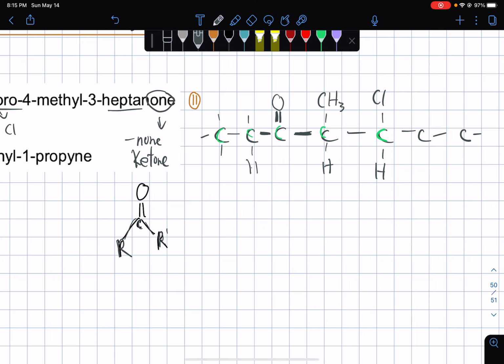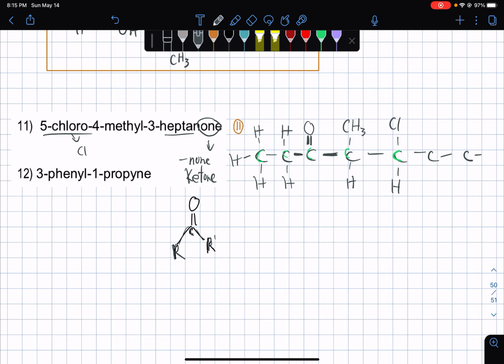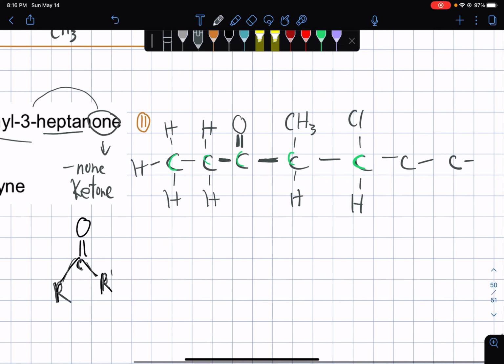So add all the H's, the hydrogens. So we're done with 4-methyl, we're done with 5-chloro, we're done with placing the ketone in the 3rd carbon. Let's just put the rest of the hydrogens. Then we're done.